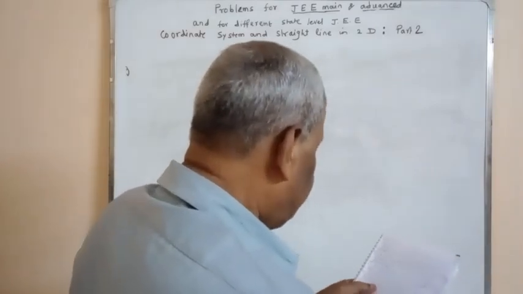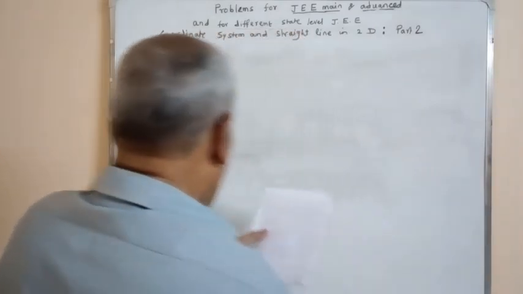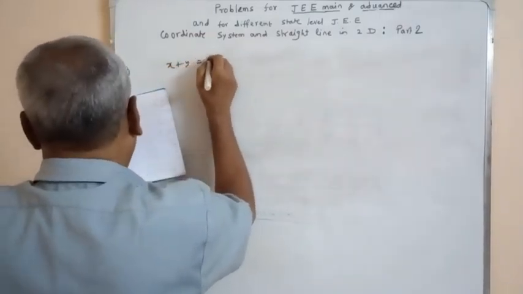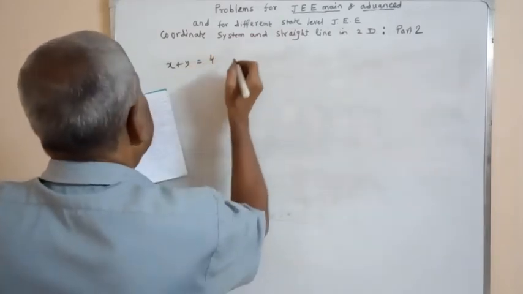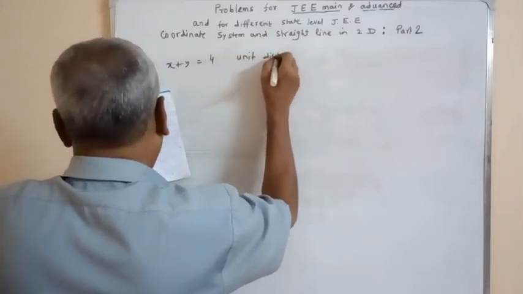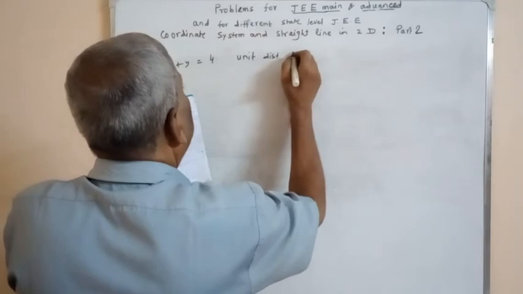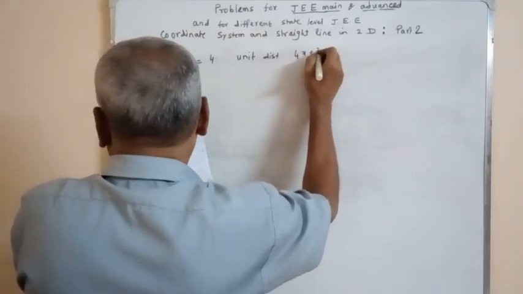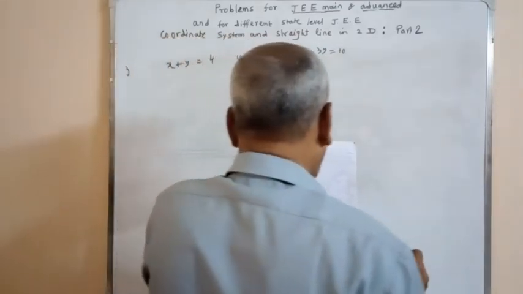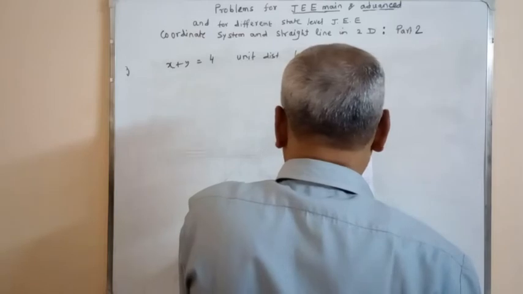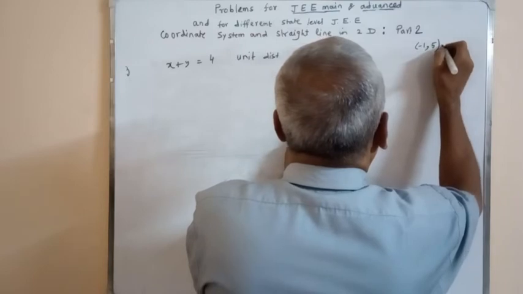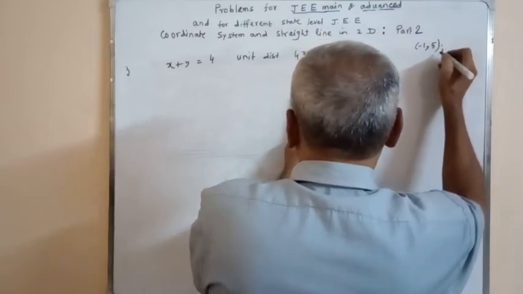Problem number 3 is: find the coordinates of 2 points on x plus y is equal to 4, which are at unit distance from 4x plus 3y is equal to 10. Options are: -1, 5, and 6, minus 2.